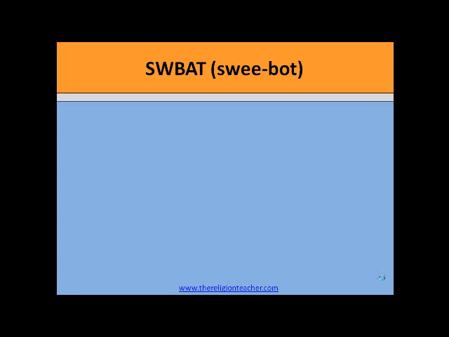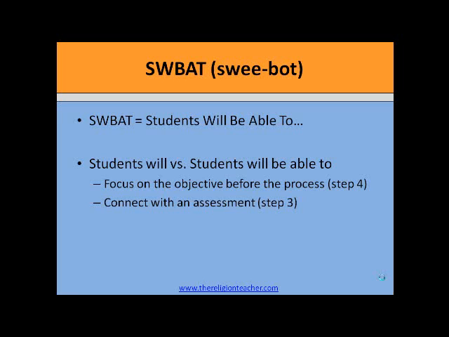So SWIBAT is a popular phrase, and you probably have seen this quite often in front of lesson plans. SWIBAT is an acronym for students will be able to. And this is always starting a lesson objective because you want to focus on, okay, at the end of the lesson, students will be able to do X, Y, and Z. And I prefer students will be able to over students will simply because it again focuses on the goal as opposed to the process, because that's what we want to focus on first.